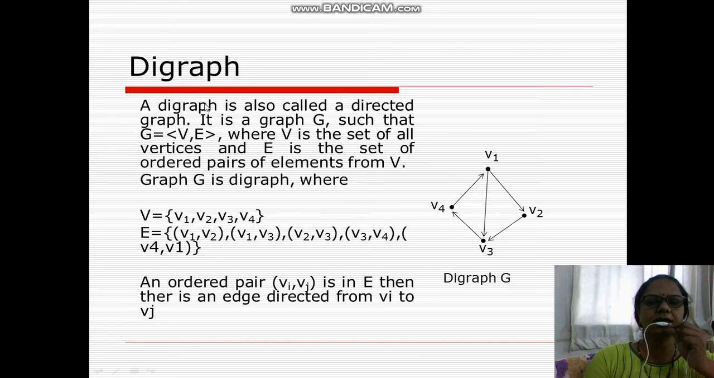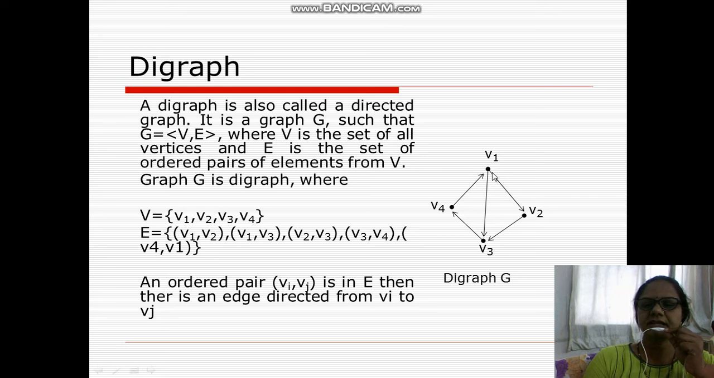Now we will begin with the second session, that is digraph. What is a digraph? That is a directed graph. A digraph is also called a directed graph. It is a graph G such that G equals (V, E), where V is a set of all vertices and E is the set of all ordered pairs of elements from V. So now here the word "di" is added to the graph. Di stands for directed graph.